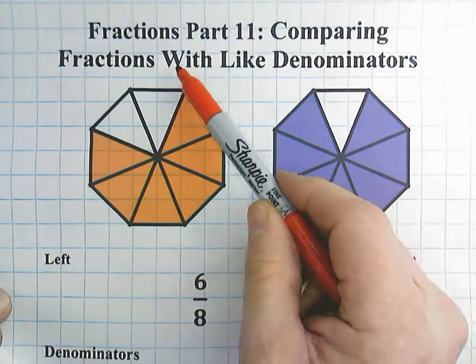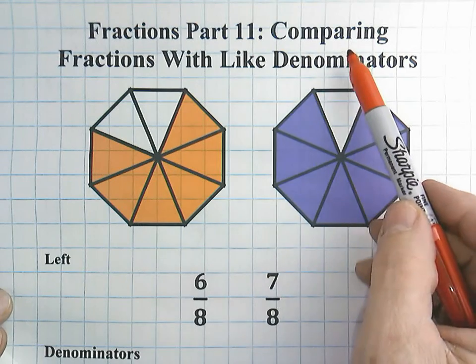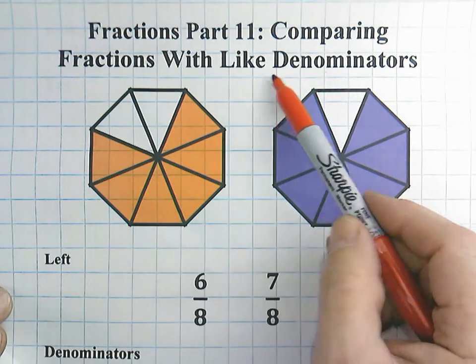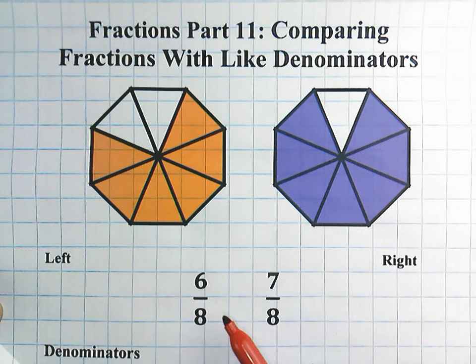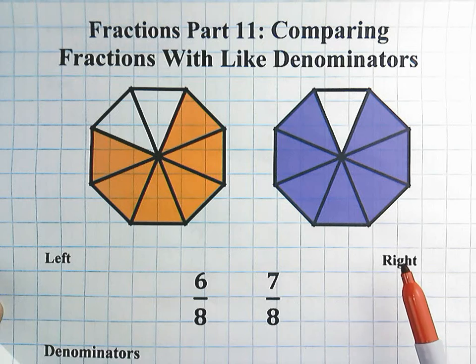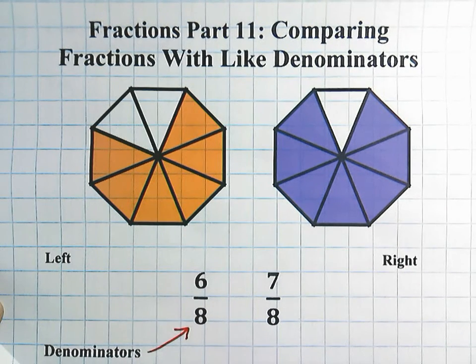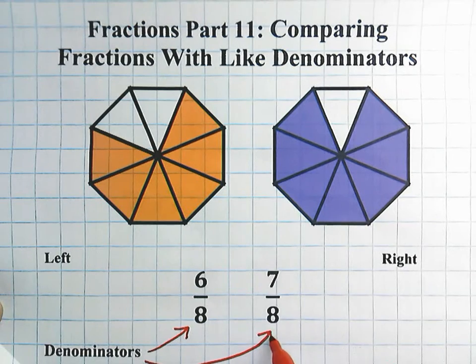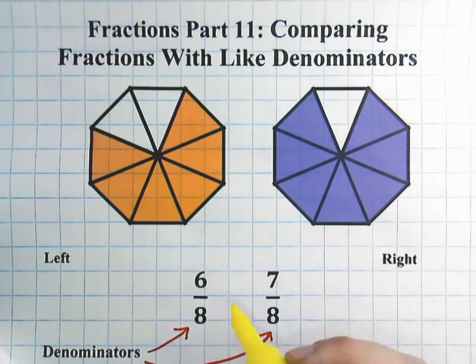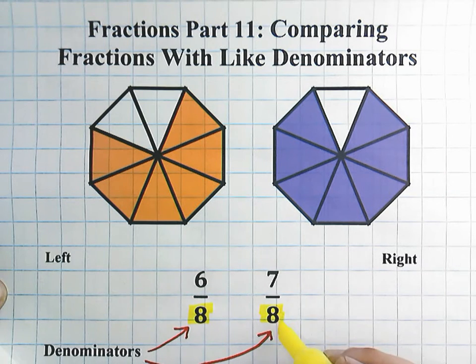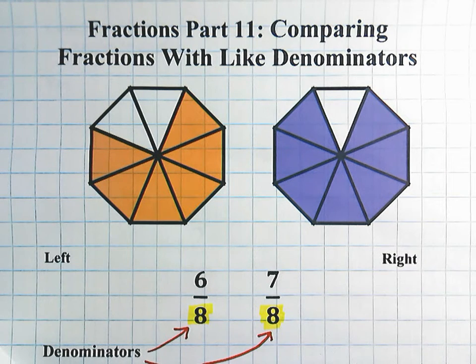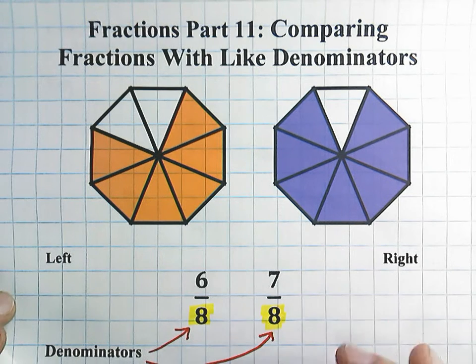Our lesson today is fractions part 11, comparing fractions with like denominators. We have two fractions here, one on the left, 6/8, and 7/8 on the right. And the denominators are the bottom numbers of the fraction. And you can see that both of them are the same. Both of them are eighths. So when you're comparing fractions with the same denominators, it's really easy.